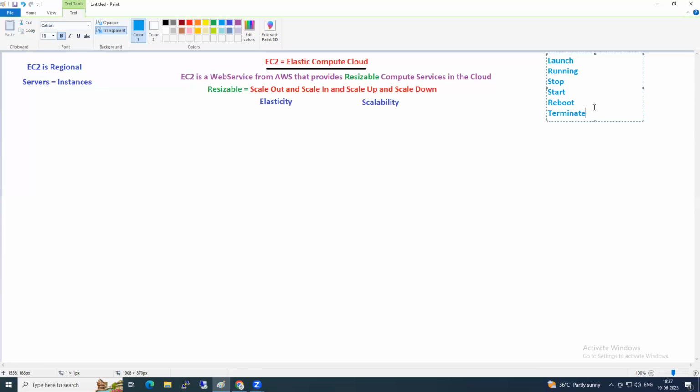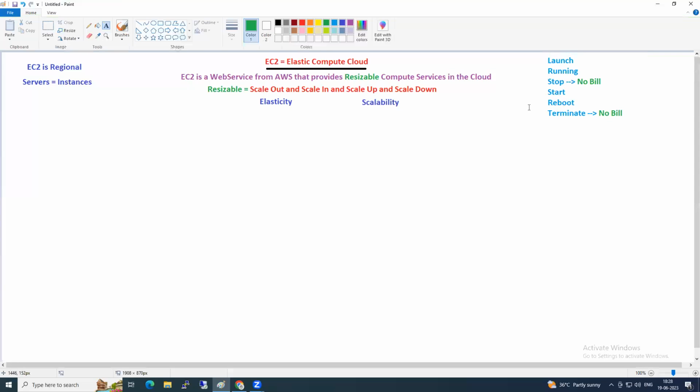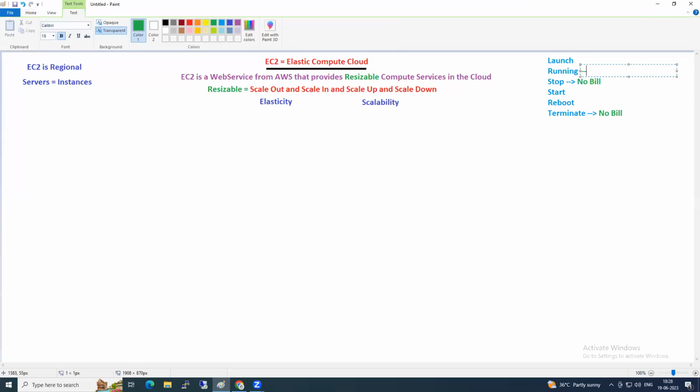Okay. So now, if it is in stop state, do you need to pay the bill? No bill. Correct. And if you terminate, no bill. If you reboot, launch, you need to pay the bill. For running, obviously it will be billed.